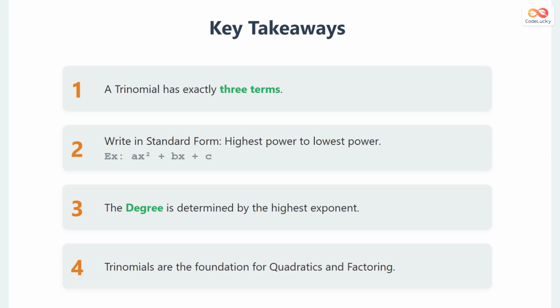To wrap up, remember these 4 points. 1. A trinomial has exactly three terms. 2. Always write them in standard form with exponents descending. 3. The degree is defined by the highest power. And 4. Mastering trinomials is your first step towards solving quadratic equations.